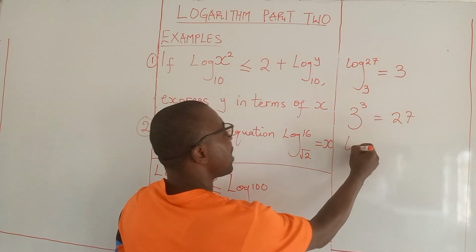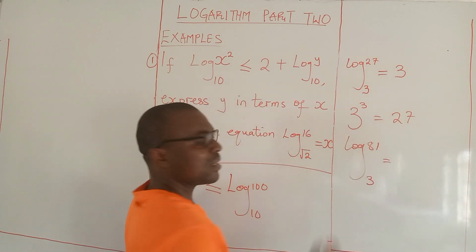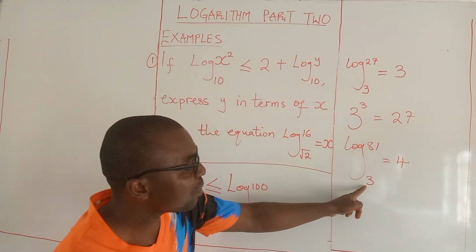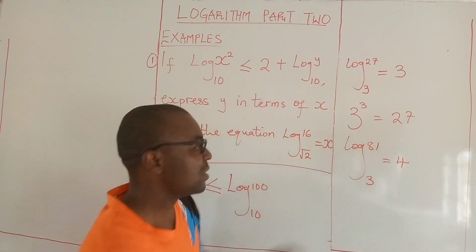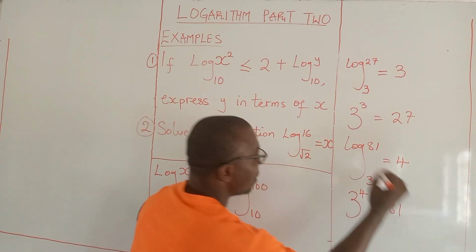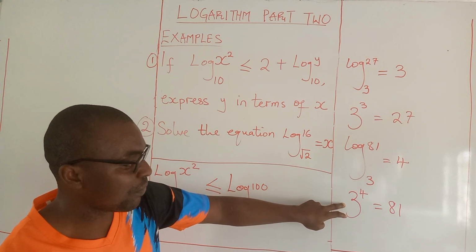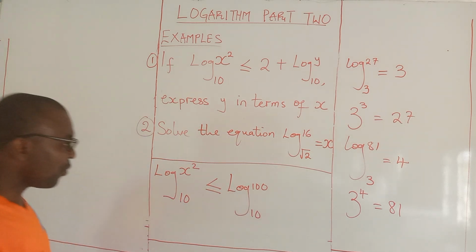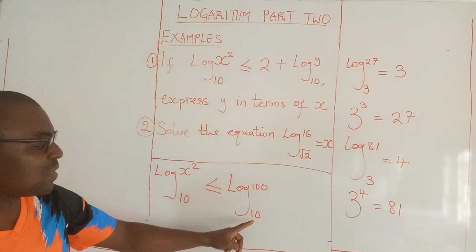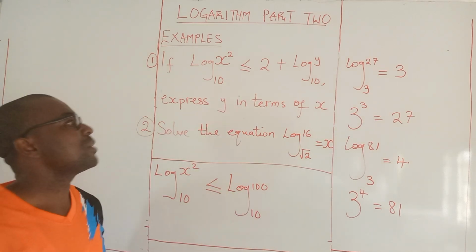And if you have something like this, let's say log 81 base 3, the answer is simply 4. Why is it 4? Because the base raised to power 4 will give you 81. 3 raised to power 4 is equal to 81. So we call this the logarithmic form and we call this the index form. So from there, you can see that 2 is the same thing as log 100 base 10 because 10 raised to power 2 is 100.